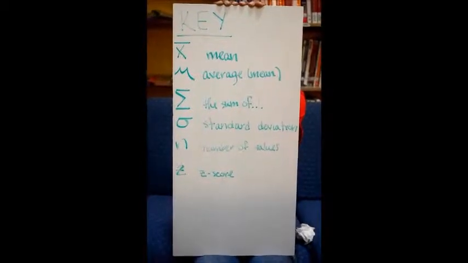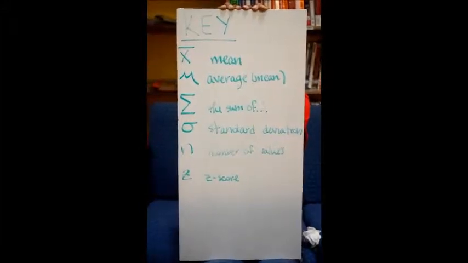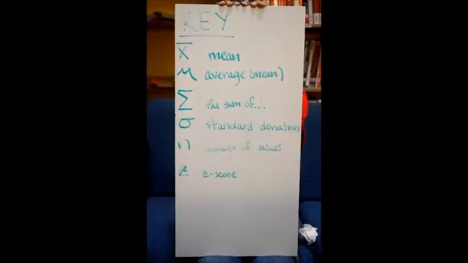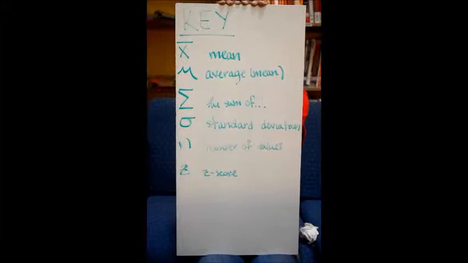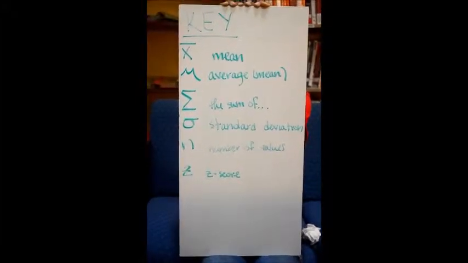Let's talk about standard deviation, mean absolute deviation, and z-scores. These terms all deal with data sets. Before we begin, take a look at this key. It will help you to understand the formulas we will be showing you later.